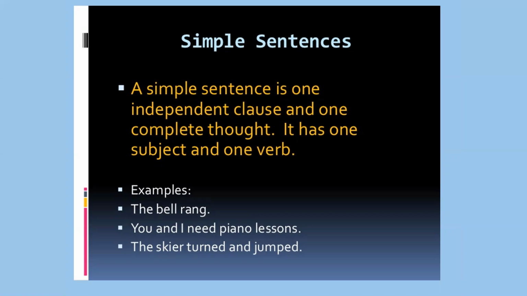one independent clause is there, and it is giving us a complete idea. It has one subject: the skier, you and I. Then turned and jumped, verb. Then need piano lessons. Bell is subject. Rang is what? Verb. So this is a simple sentence where the subject is there and one verb is there.